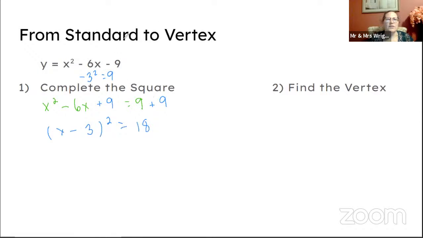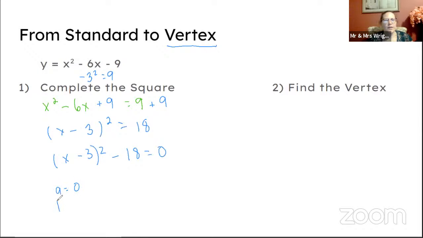But to get it into vertex form, we need to have it equaling 0. So how do we do that? We're going to move the 18 back to the other side. And there you go. Now we have it in vertex form. You can see that a is 1, h is 3, positive 3, right? Because we're always taking the opposite of what we see. And k is, let's write it out.